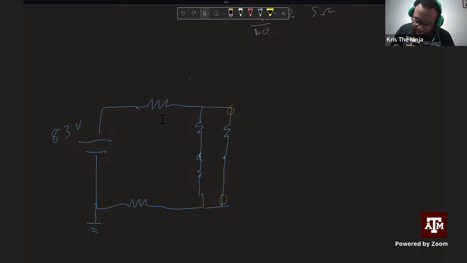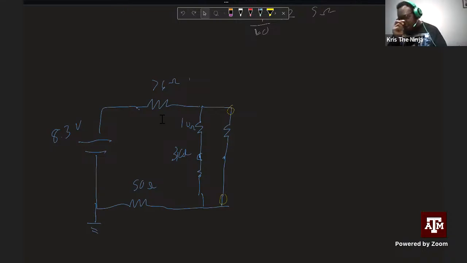Anyway, so let's just say this is 76 ohms. This is 50 ohms. This is 10 ohms. This is 30 ohms. Goodness gracious, I need to write this neater. And then this is 40 ohms. So we want to find I total.